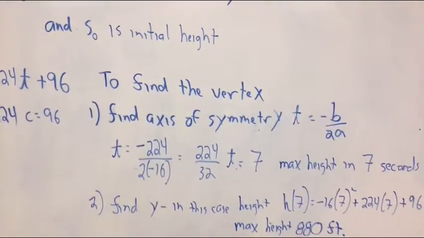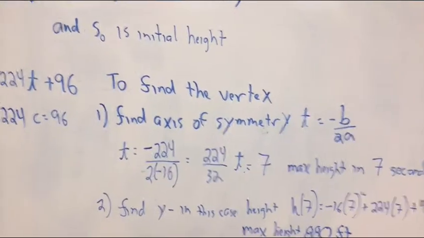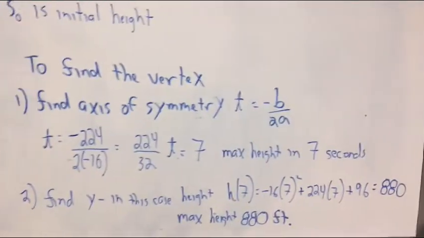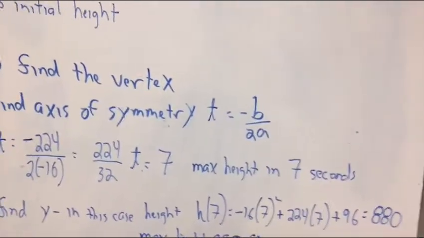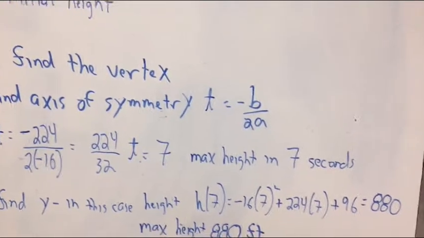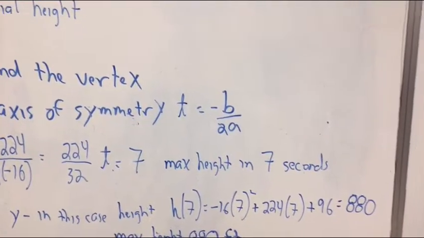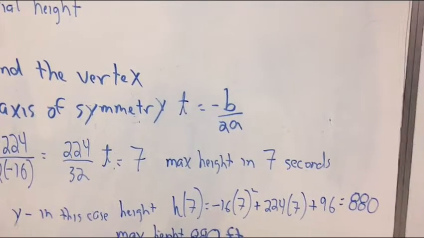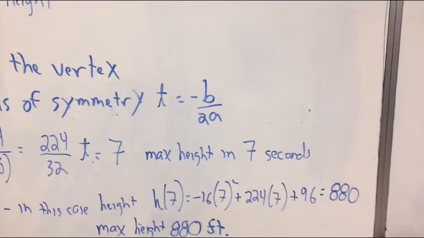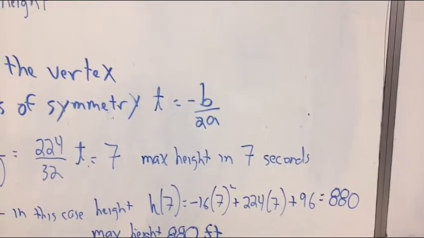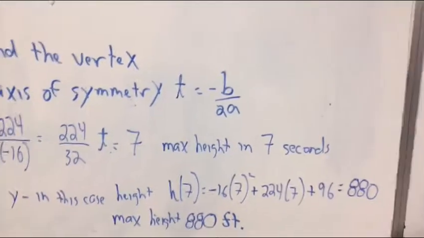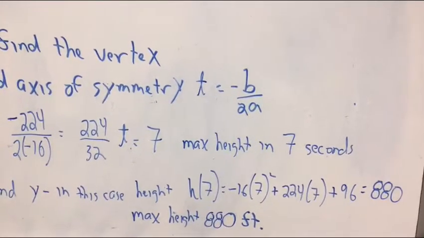To find the height, you put 7 in for t, all right? So the function h, when t is 7, is equal to negative 16 times 7 squared plus 224 times 7 plus 96. You do all that, you get 880. So the maximum height is 880 feet.